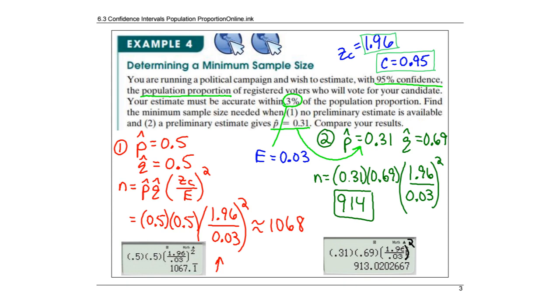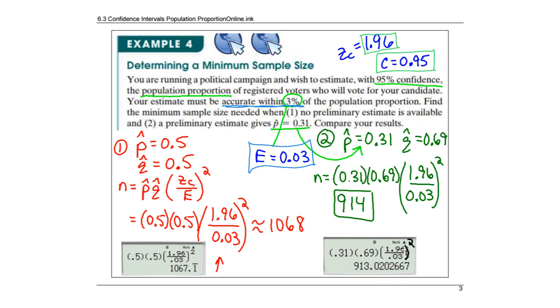Okay, so we want to estimate within 95% confidence the population proportion of registered voters who will vote for our candidate. Okay, your estimate must be accurate within 3%. So this accurate within 3%, that means that's our margin of error. And so that means that E is going to be 0.03. So remember, there's different wording for margin of error. Sometimes it says literally margin of error. Sometimes it says E equals. And then sometimes the words about accurate within are going to be there. But no matter what, that's your margin of error.